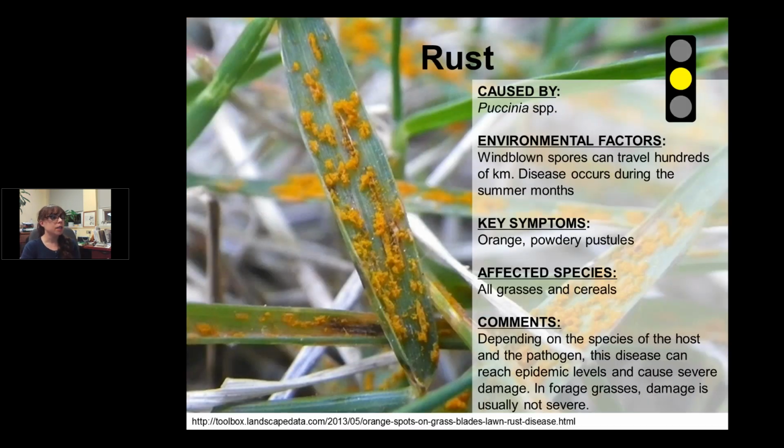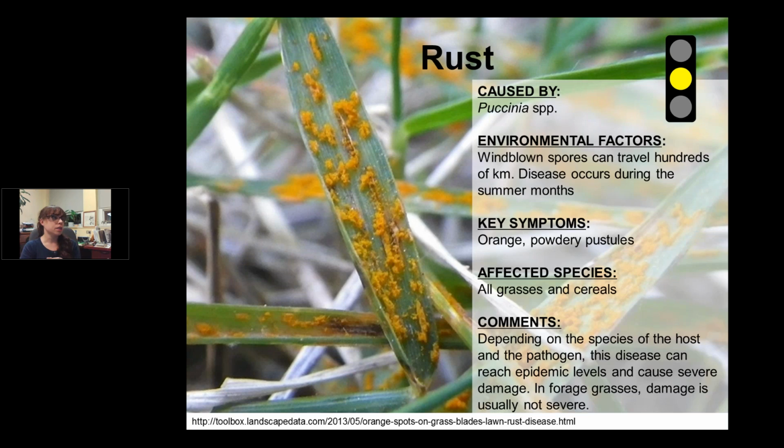Something that is quite common that you are very likely to see, but that may not cause you serious damage, is rust. And so rust is caused by a group of fungi in the group Puccinia. And something interesting about this disease is that the spores can travel really far and wide. They can be spread very far on the wind. And in some parts of the world, that is in fact how they get there, is the fungus can't necessarily survive over the winter, but the spores can blow into your fields every summer from the south.